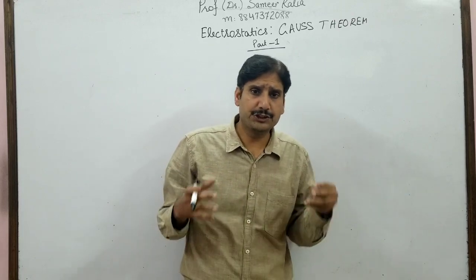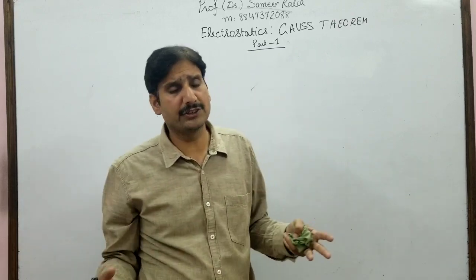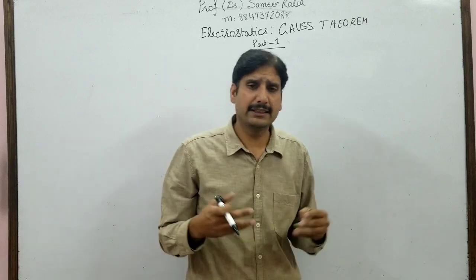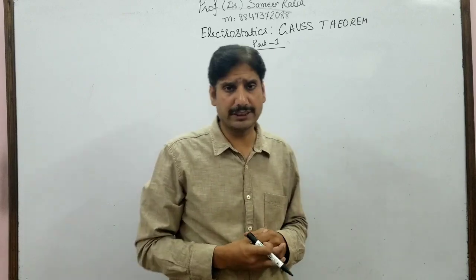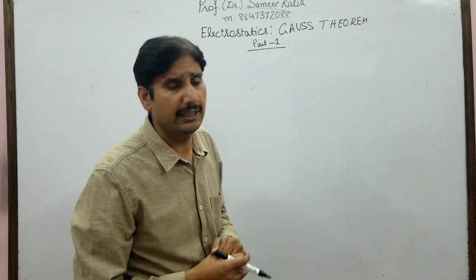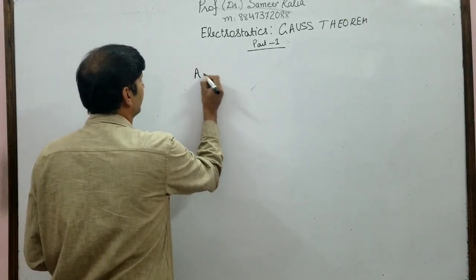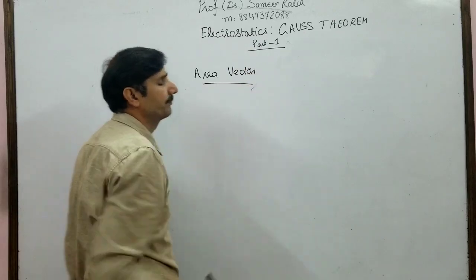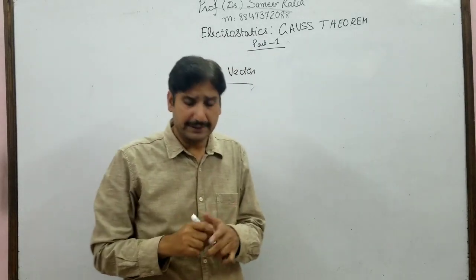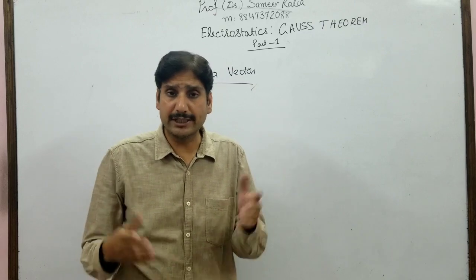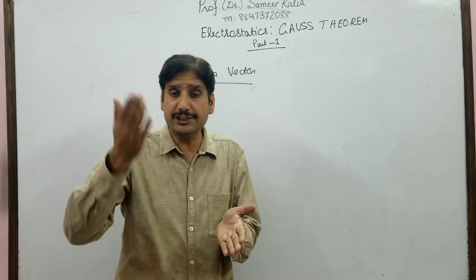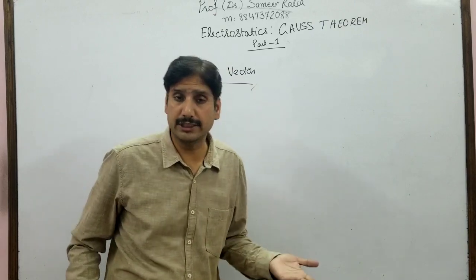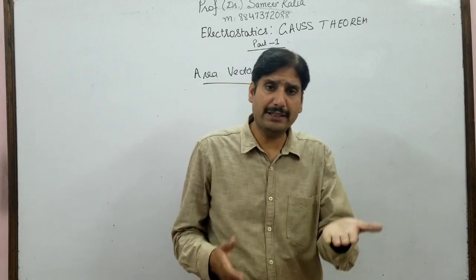But before we jump to what the Gauss theorem is and why it is needed, there are a few basic things which we need to know. For example, first of all, what is an area vector? Area vector is a vector which is attached to a given surface. Its magnitude is proportional to the area and its direction is perpendicular to the surface.